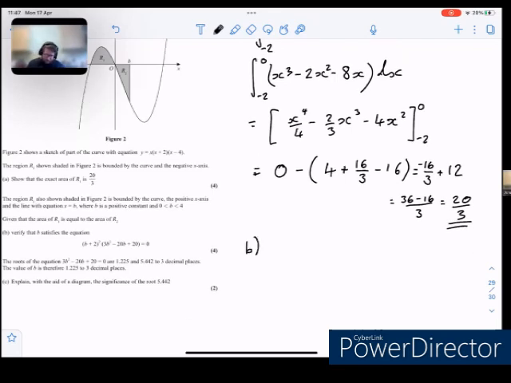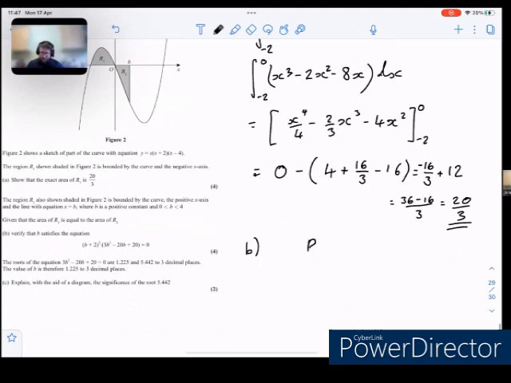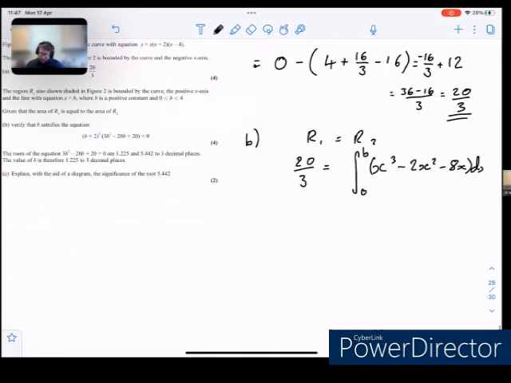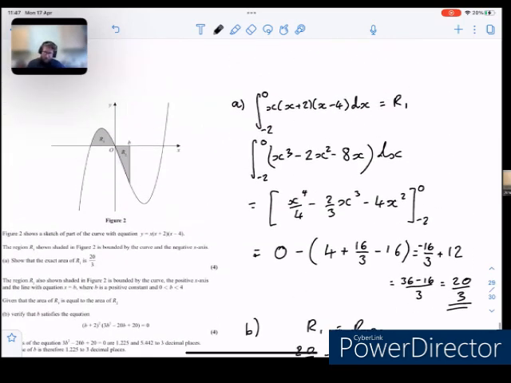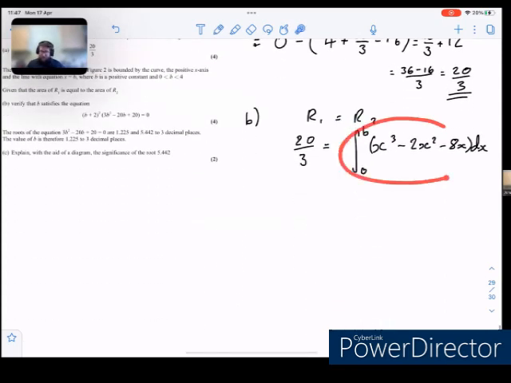So in part B, we're given the area R1 equals R2. Now that means, well, we know what R1 is. R1 is 20 over 3. R2, well, it's the integral between 0 and b of everything we did earlier. The thing is, because R2 is under the x-axis, this integral is going to be negative, right? So that means it will equal minus 20/3. So we need a minus there.